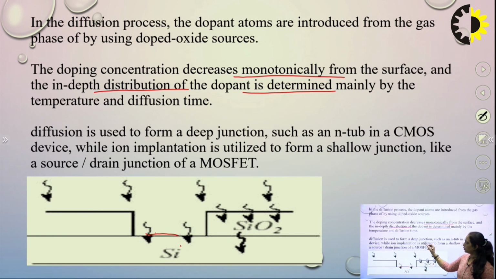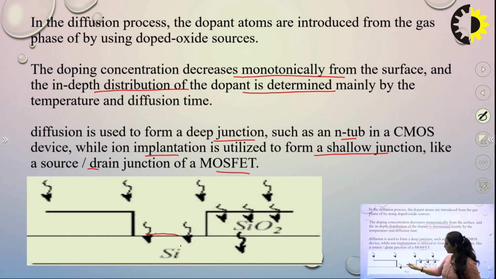So this diffusion is used to form the deep junctions such as the N-tub in CMOS devices. Ion implantation is utilized to form the shallow junctions like the source-drain junction in the case of MOSFETs. Okay, so this is the application where ion implantation and diffusion are mainly used. So here you can see the diagram. We have the silicon wafer. Over that, silicon dioxide is formed with the help of the oxidation process. Here we have created a window with the help of the photolithography process, and the silicon dioxide is removed by etching. Now your dopant atoms are introduced and they are going to diffuse in the silicon substrate.